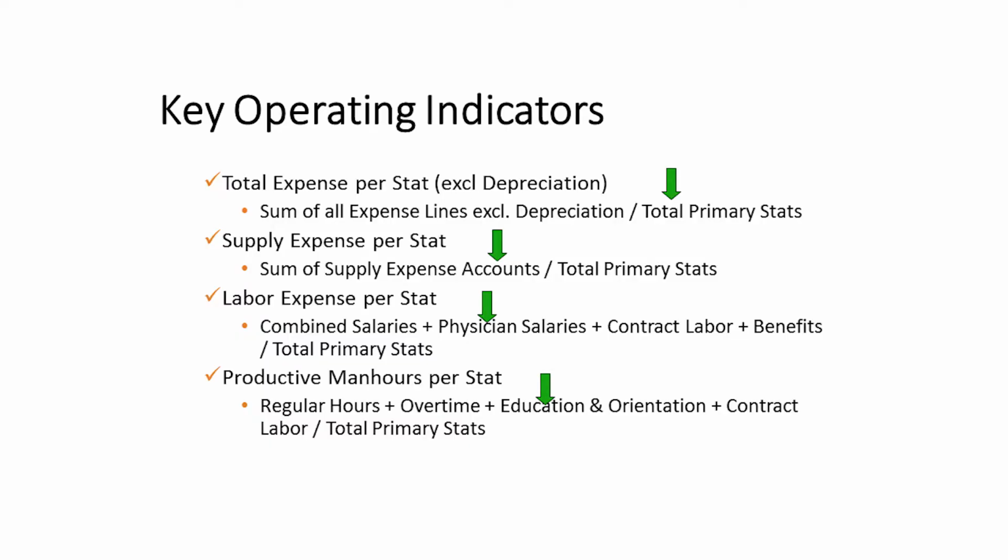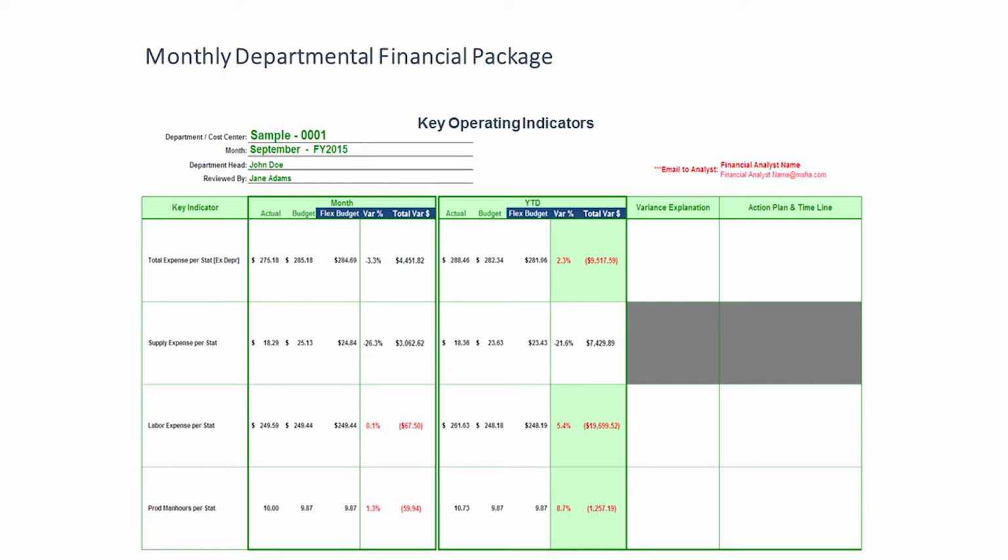We have 4 key operating indicators: the total expense per stat, the supply expense per stat, labor expense per stat, and productive man hours per stat. So these are 4 areas that Ballot monitors, and managers need to review and make sure that they're in line compared to budget, or explain to their CFO what things are driving them to be over budget, things of that nature. So this is an example of the key operating indicators and what that looks like.